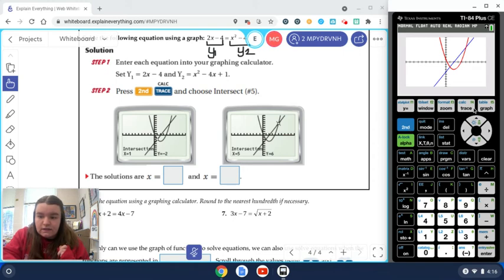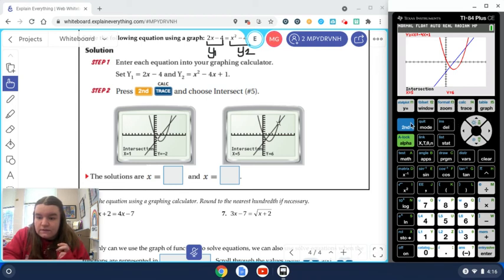So I'm going to hit second trace, and then you're going to choose choice 5, intersect. And then it's going to ask you to estimate. So I'm going to get close to one of the intersection points, hit enter, get close to the second intersection point, hit enter, and then hit enter again. You have to hit enter 3 times, and then it gives you the intersection point, which is (5, 6) for this one. So that tells me that one solution is at (5, 6), and then I can do it again.